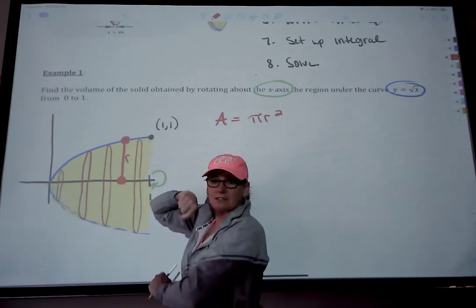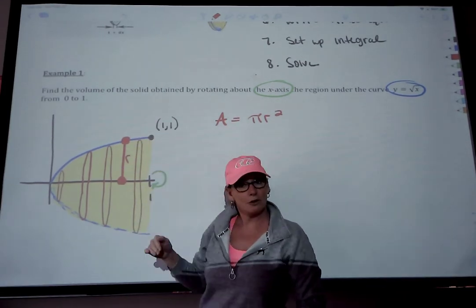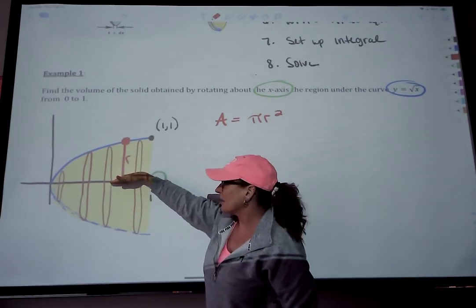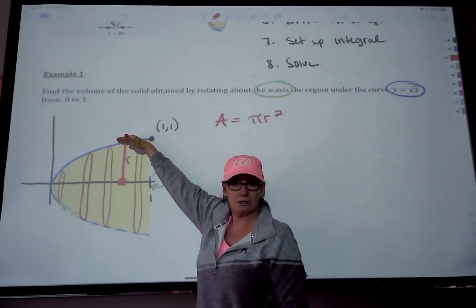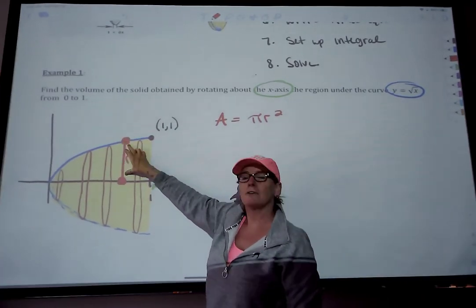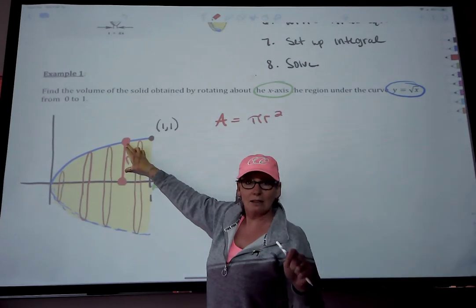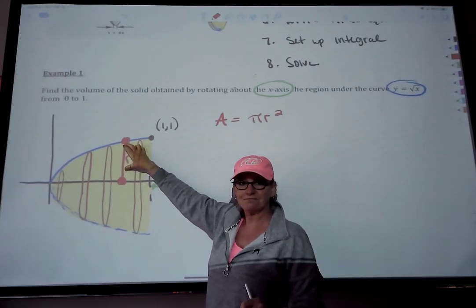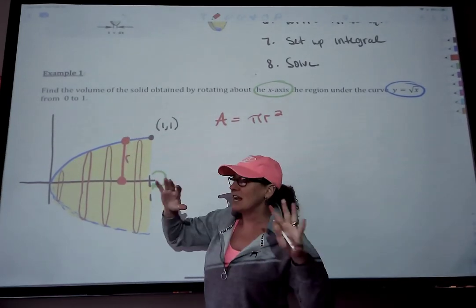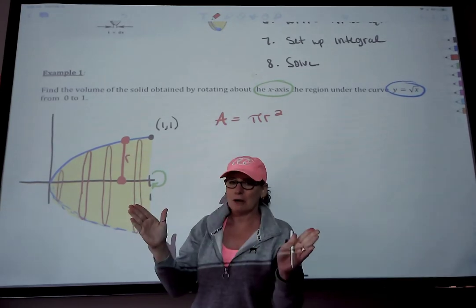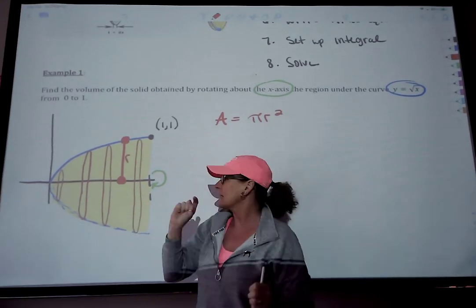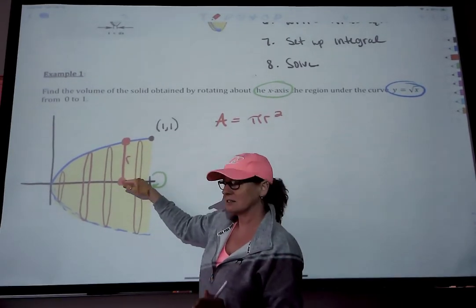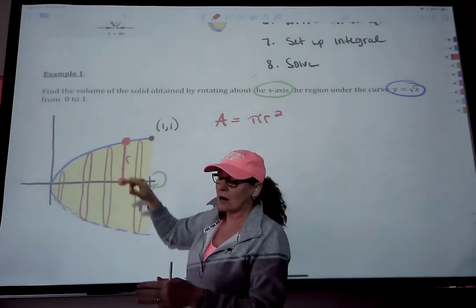What kind of measurement is that? It's a vertical measurement. It goes from our x-axis to the function. I like to call it y. It's not just any y. It's not just any vertical measurement. It's a special vertical measurement because it starts on the x-axis and it goes to our function.